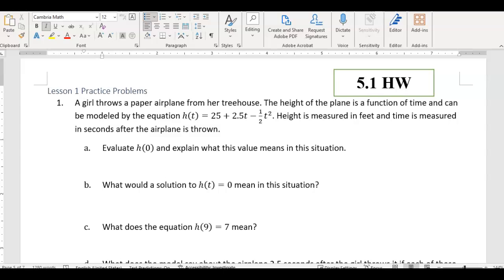Hey everyone, welcome to Unit 5 and Homework 5.1. We are going to continue our study of quadratic equations, but with a little bit more complexity.